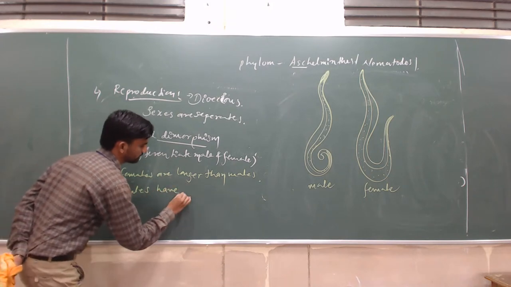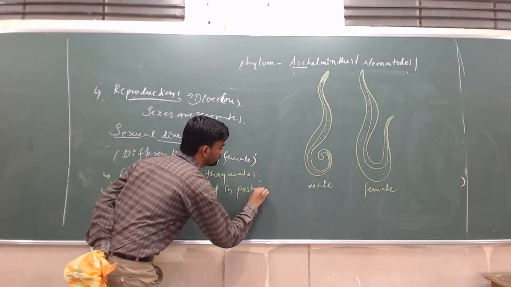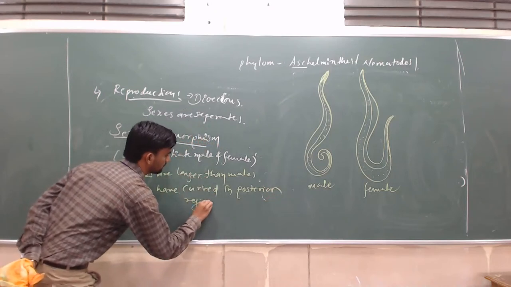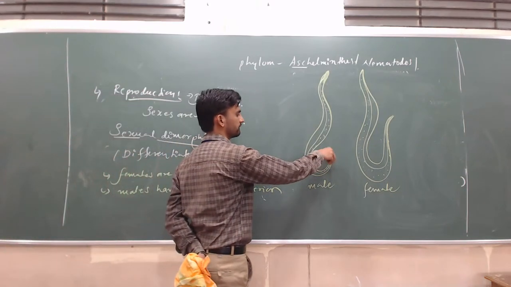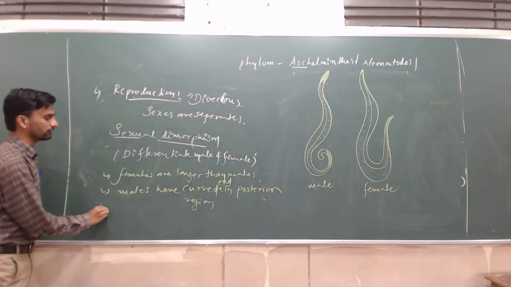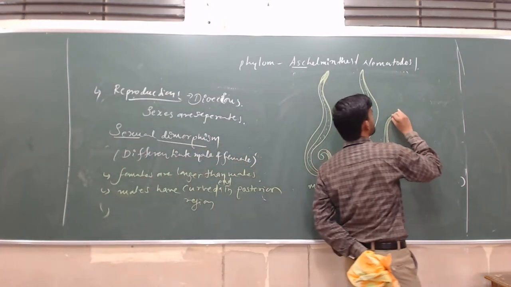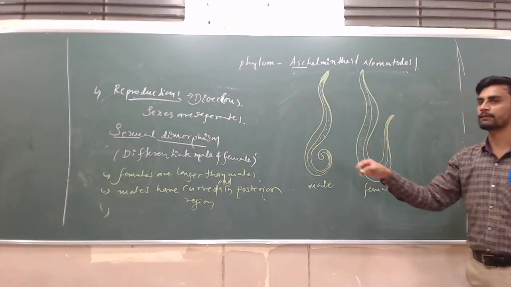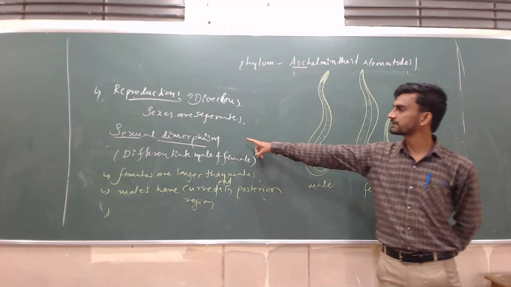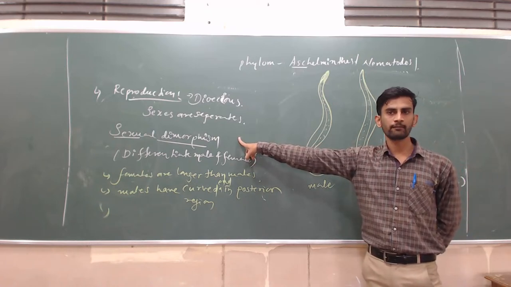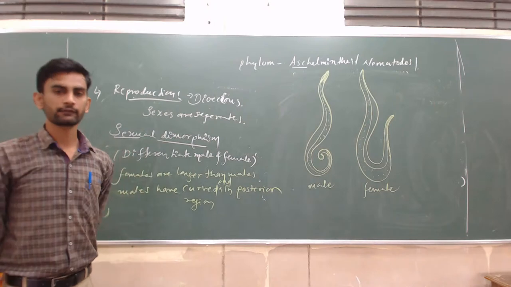Males have a curved posterior end. This is the curved end. But in females, you are finding a straight posterior end. So this is the female, it will have a straight posterior end, but in the male, the posterior end will be curved. By these two differences, we'll call these animals as exhibiting sexual dimorphism. Are you getting my point? Now, sexual dimorphism means what? Right. So next characteristic feature.